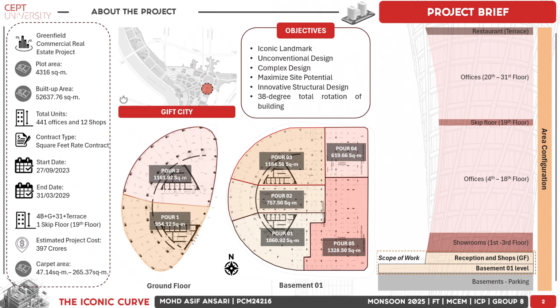The Iconic Curve is a greenfield commercial real estate project in Gift City, built on a 4,316 square meter plot with a 2,637 square meter built-up area, having 441 offices plus 12 shops. Designed with a 38-degree twist, it targets an iconic landmark identity through unconventional and structurally innovative design. The project follows a square feet rate contract and is planned from 2023 to 2029, valued at rupees 397 crores. Our scope focuses on the ground floor and basement one floor, where we implemented the integrated construction practices approach to understand its impact towards seamless project delivery and efficient construction.